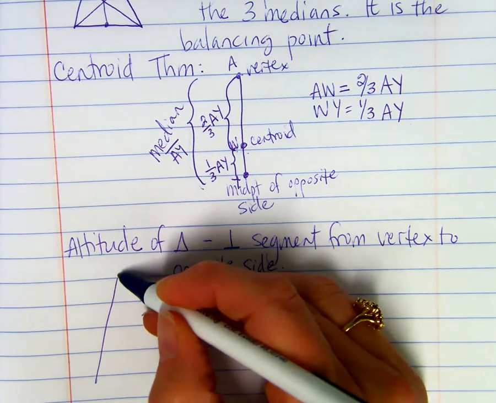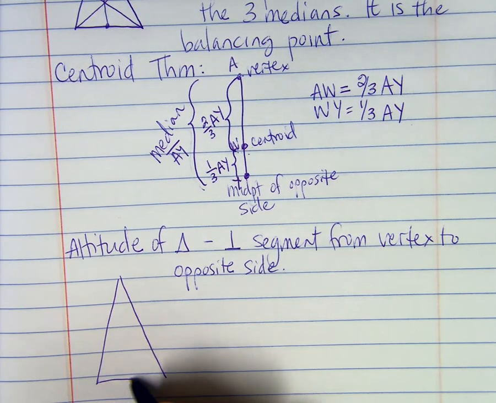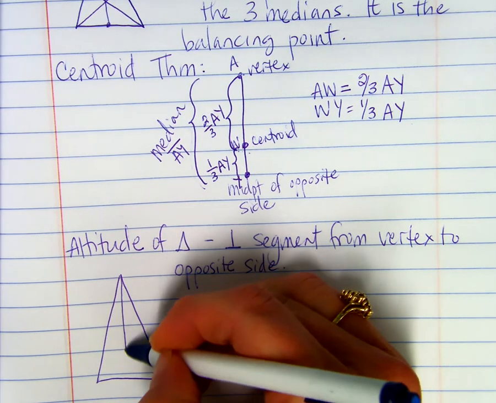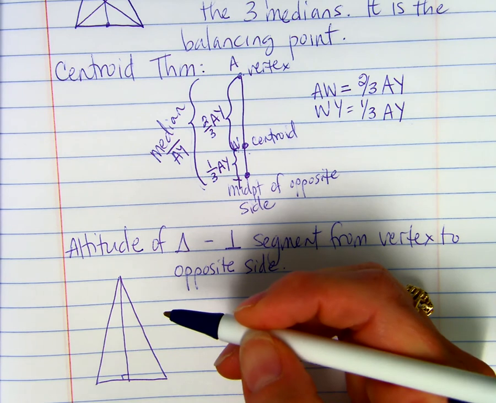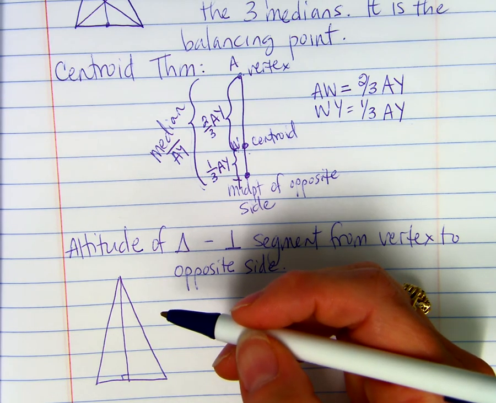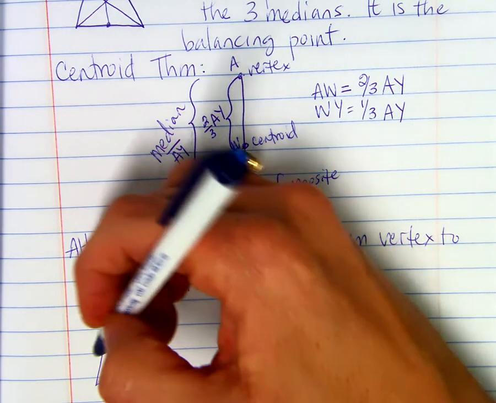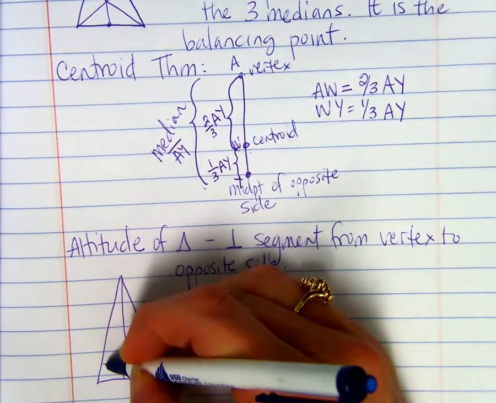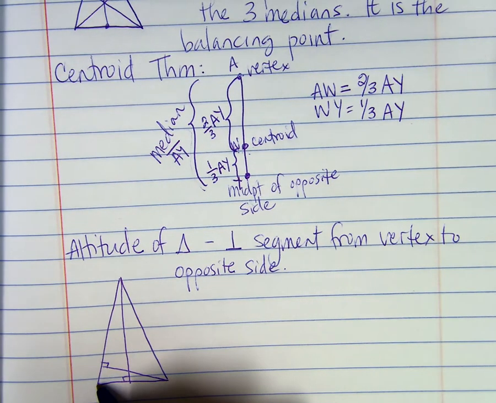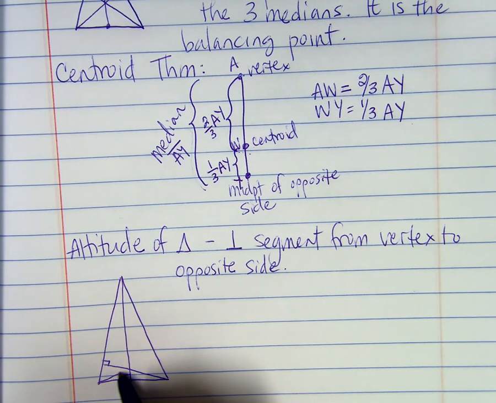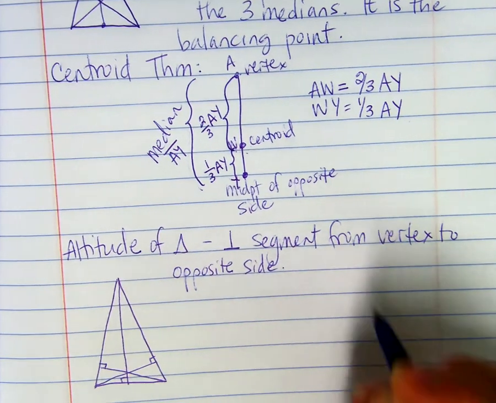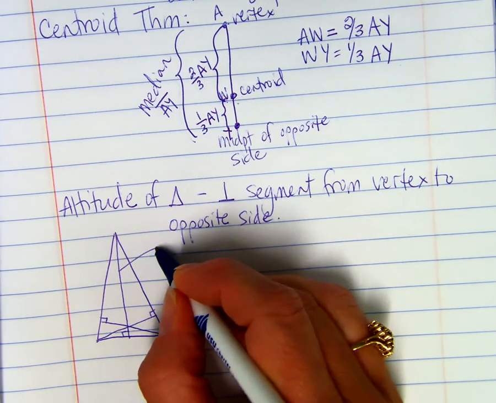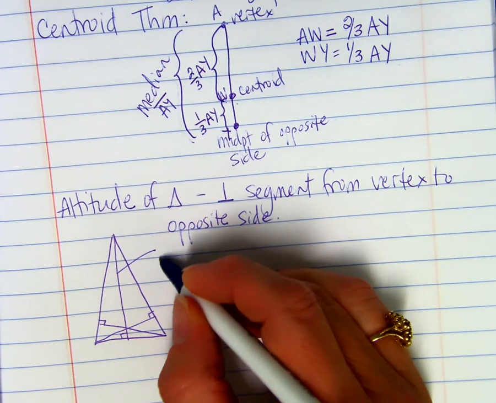So let's do another kind of super tall one here. So when we go perpendicular, we're just going to go straight down for this one. And then this one will be perpendicular like right there, maybe. And then right there. So this particular line is called the altitude.